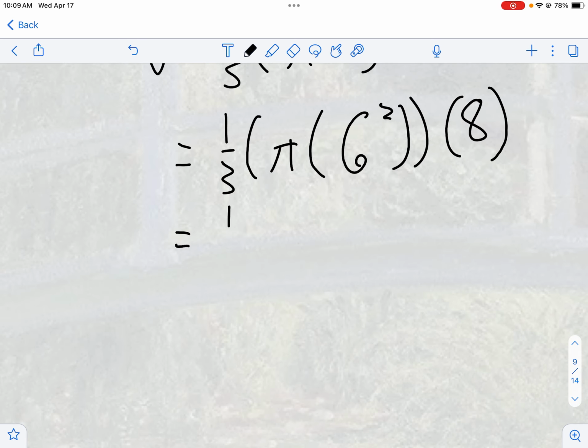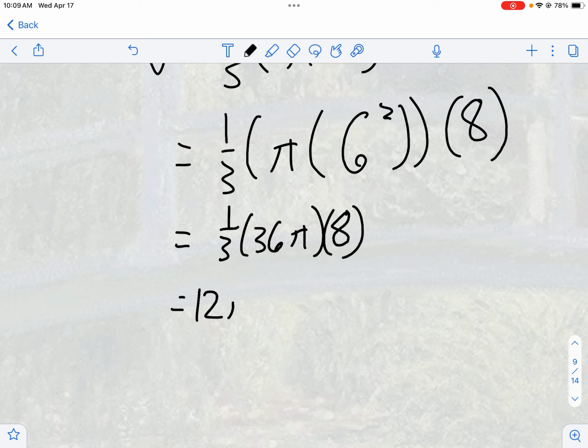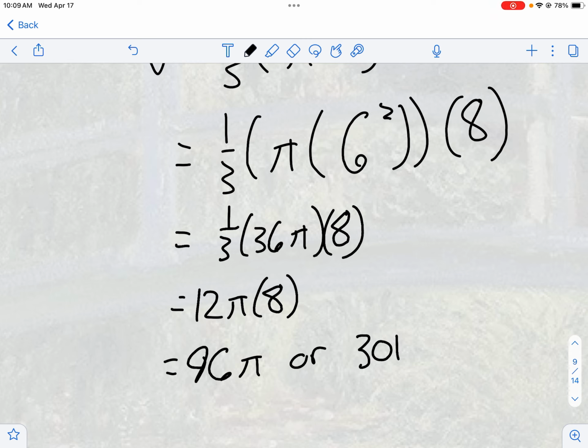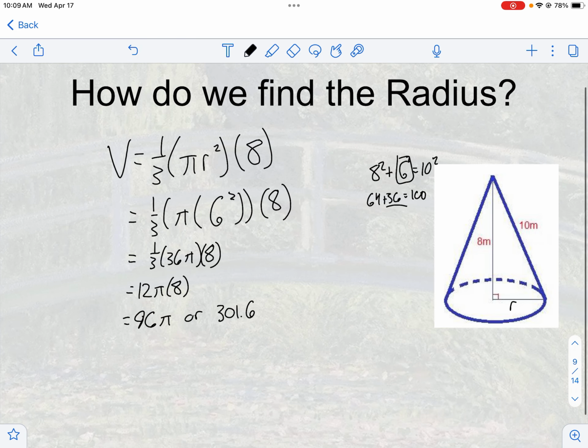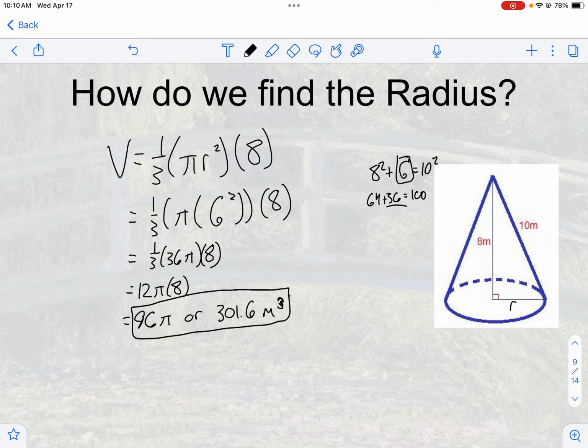1/3 of 36 pi times 8. So 1/3 of 36 is going to be 12 pi, times 8 is 96 pi. Or, what is that in decimal, 301.6 cubic meters. Cubic meters of volume inside that cone right there. About 300 cubic meters.